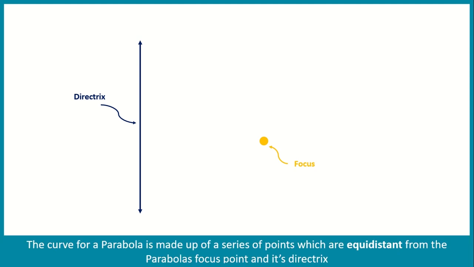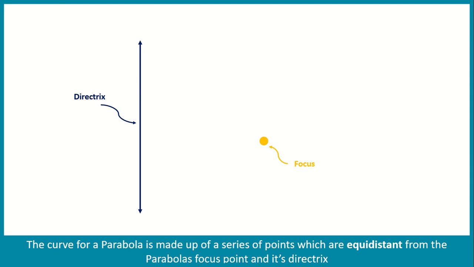If we take a point on a plane and call it a focus, and then some distance away from that we draw a line and call it a directrix, we now have the constraints of a parabola set up. The curve for a parabola is made up of a series of points which are equidistant from the parabola's focus point and its directrix. What this means is, in order to draw a parabola, we have to find a series of points that are the same distance from the focus point and the directrix on screen.